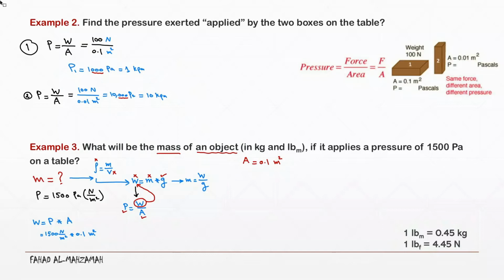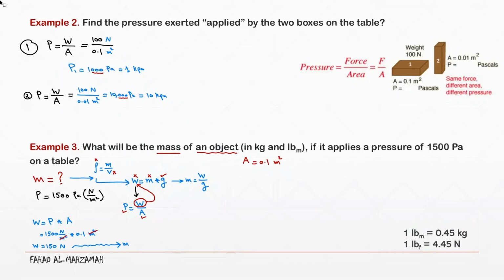1500 multiplied by 0.1. Here we can cancel the square meter on the top and bottom, and the weight is simply equal to 150 Newton. So this is one part of the answer. For the second part, we will take this weight and substitute it in the weight formula to find the mass.